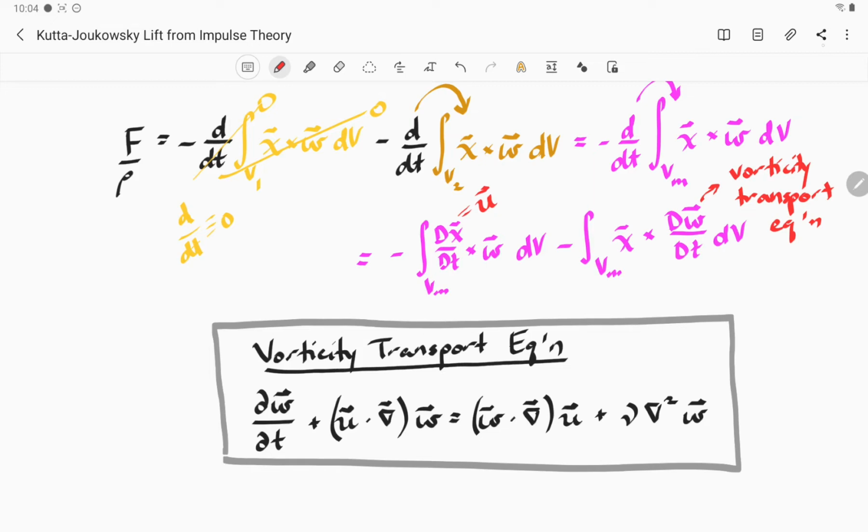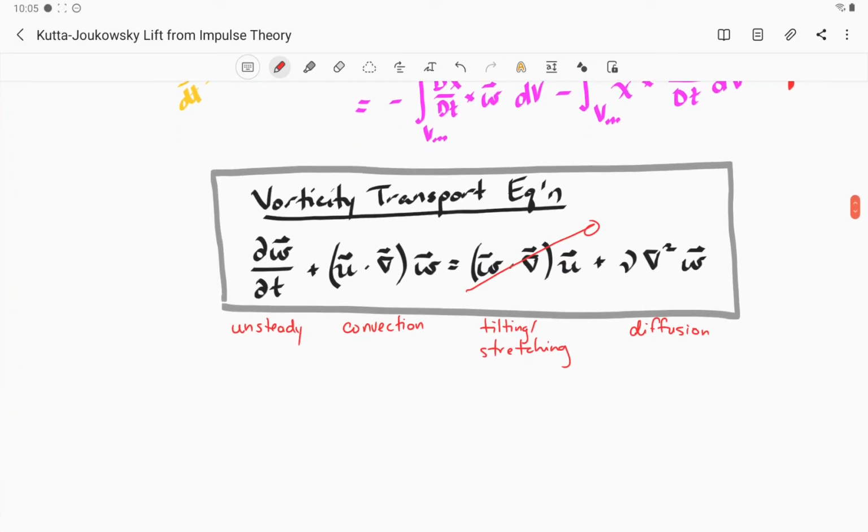The first term here is an unsteady term. The second is vortex convection. The third is tilting and stretching. And the last is diffusion. Now, because we're looking at 2D flows, there is no such thing as tilting and stretching in 2 dimensions, so that term goes away. And we're actually going to combine these first two, because in this form we're looking at what's called an Eulerian frame of reference, or an Eulerian description of the flow.